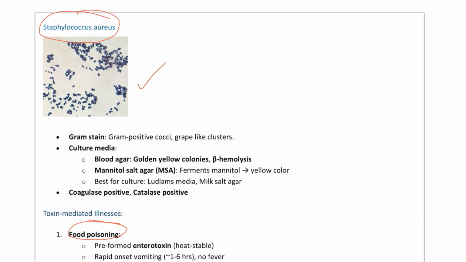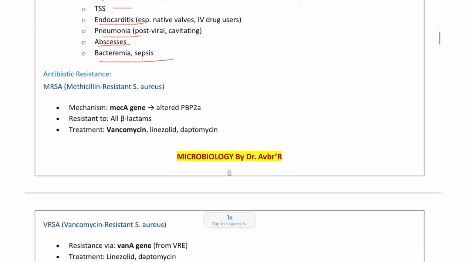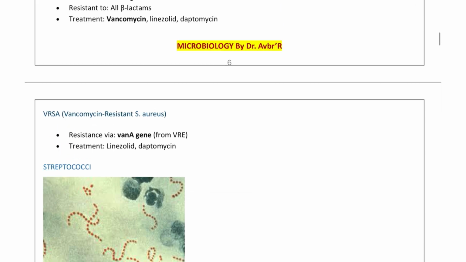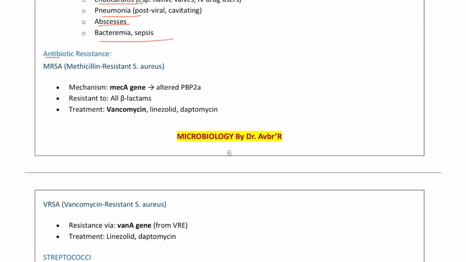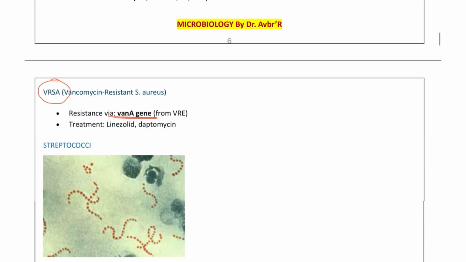Another important point that you have to remember: it is positive on mannitol salt agar, and yellow colonies will be seen on blood agar. The best cultures will be Loeffler's media and mannitol salt agar. Okay, coagulase positive, catalase positive is what you are going to see. Next, two important points: methicillin resistant Staphylococcus aureus, the mechanism is mecA gene mutation, whereas vancomycin resistant Staph aureus is seen with the vanA gene mutation, right?